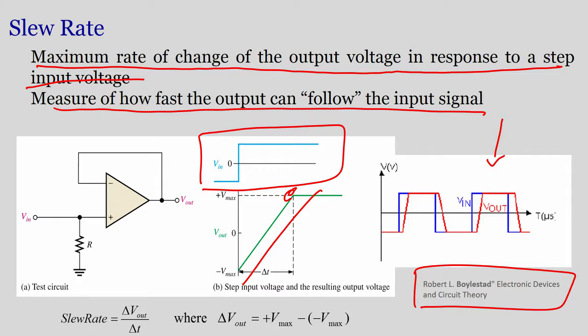Slew rate is given by delta V out upon delta t, where delta t is the change in time and delta V out is the change in voltage, which is nothing but plus V max minus V max. This difference is your delta V out. We can see in this formula that delta V out equals plus V max minus V max. The formula is not completely visible, so I will write here delta V out by delta t. This is slew rate.